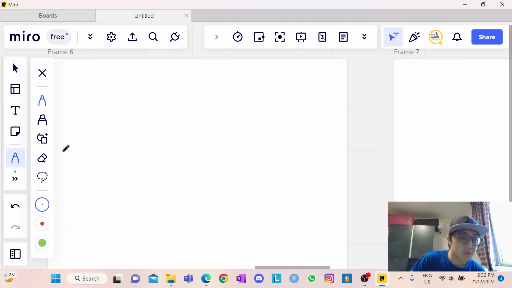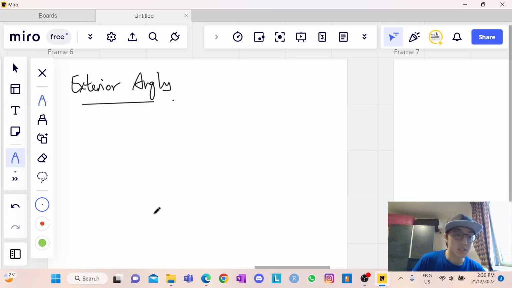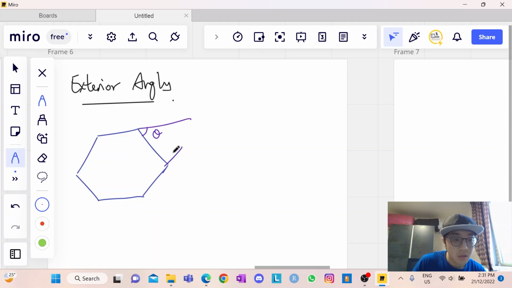So what is an exterior angle? Exterior angles, by the name itself, suggests that it is the angle outside of the shape. So for example, if I'm going to draw a hexagon here, 4, 5, 6. All right, this is a hexagon. The exterior angle is this theta right here. This theta right here, this theta right here, and so on.